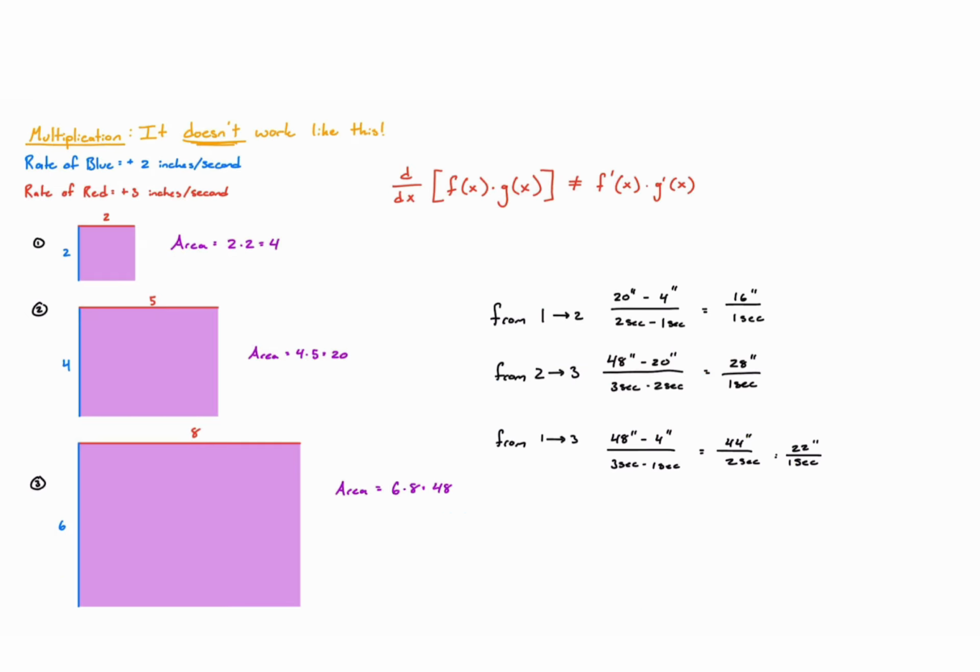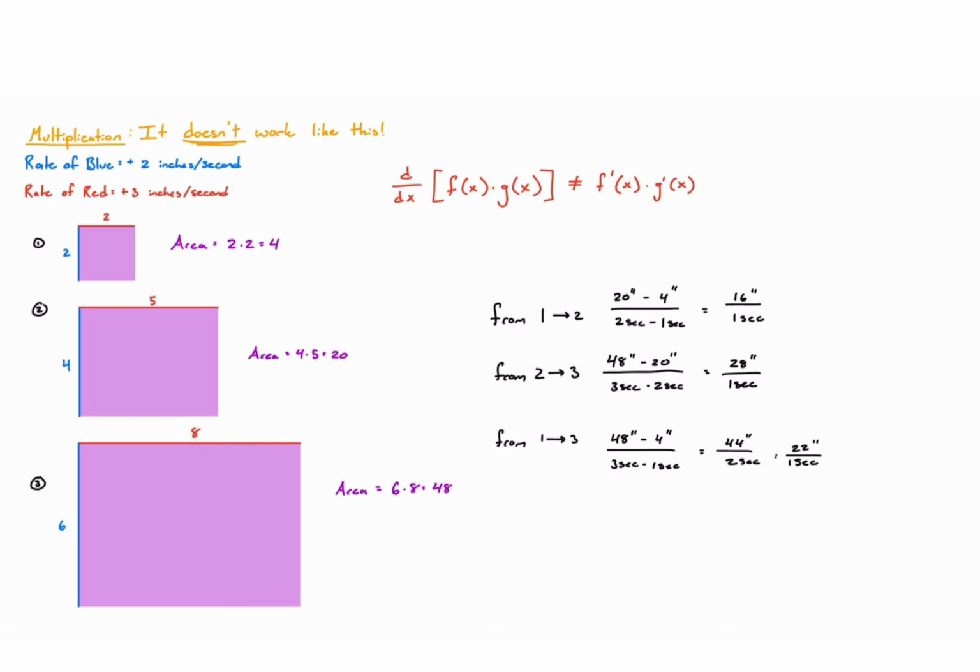If we take a similar approach with multiplication, though, it's not going to work the same. Because when we first learned about multiplication, we did it with area. So we can look at area again. If we have the rate of our blue line at 2 inches per second, and the rate of our red line growing at 3 inches per second, and we have 2 inches to start on both sides, then our area is going to be 4 inches.